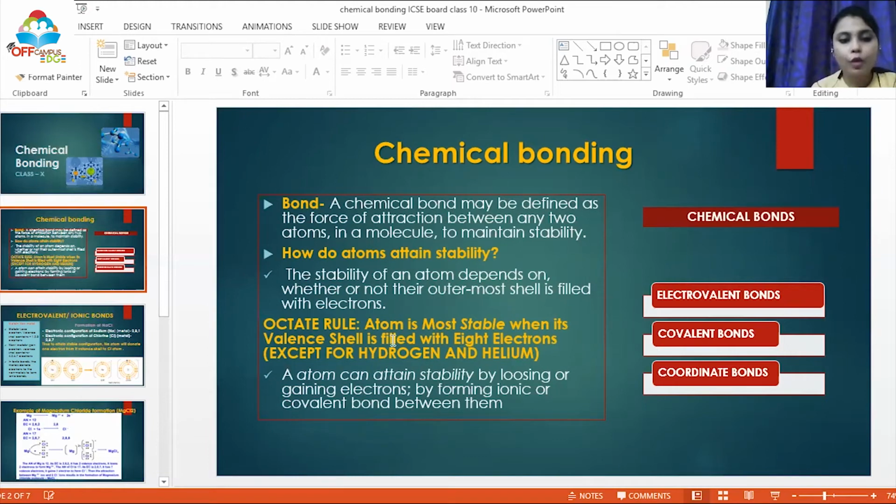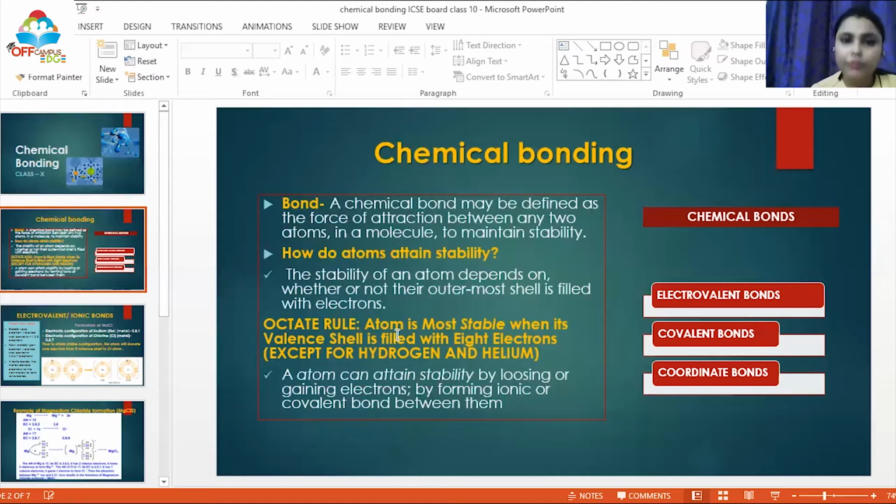Now, I have already mentioned what the octet rule is. According to the octet rule, an atom can be regarded as most stable when its valence shell is filled with 8 electrons, except for hydrogen and helium. So we can say that to attain a noble gas configuration, an atom has 8 electrons in its outermost shell.